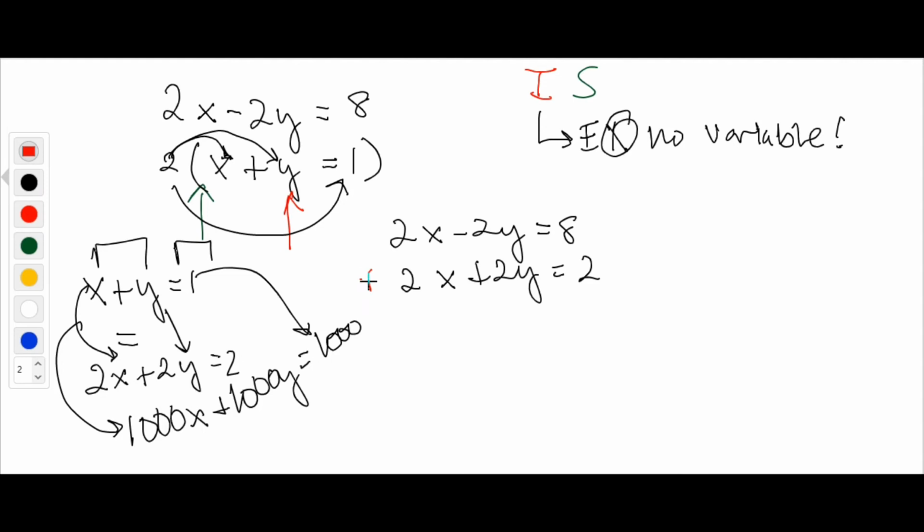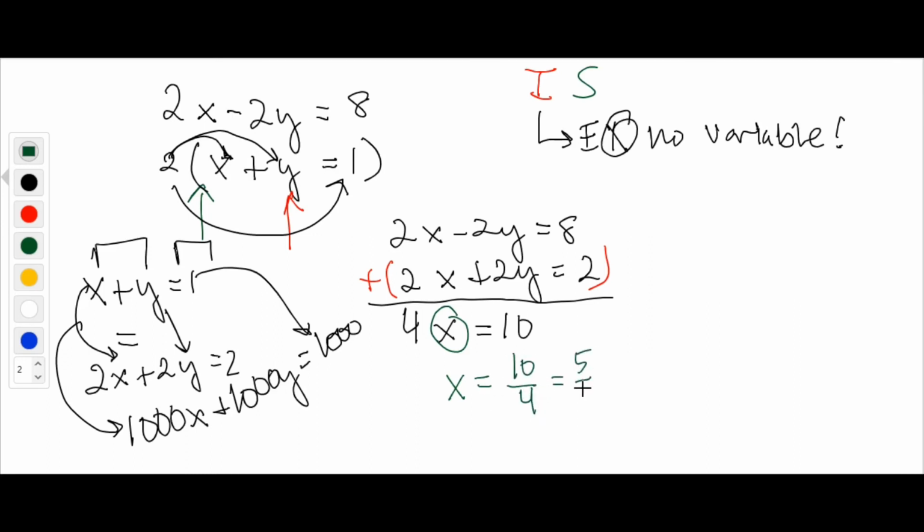So now let's just add this entire thing. And we're going to get 4x equals 10. So now we have to solve for x. X is going to equal 10 over 4 or 5/2.